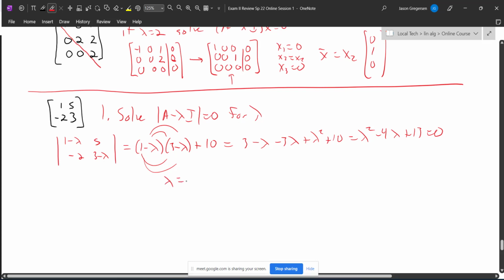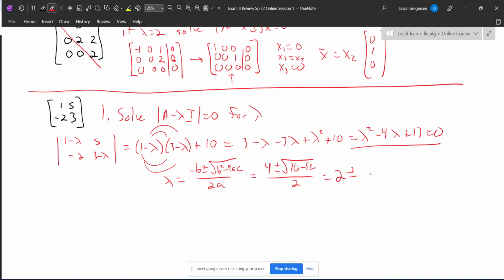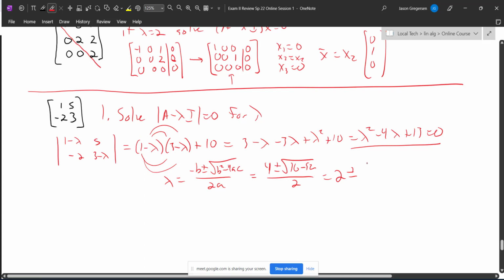So my quadratic formula, which we're going to need to know, negative b plus or minus the square root of b squared minus 4ac all over 2a. Now I plug in my values. I will get 4 plus or minus the square root of 16 minus 4 times 13, which is 52, all over 2. Looks like 16 minus 52 is going to be negative 36, and the square root of negative 36 is going to be 6i. So it looks like I have 2 plus or minus 3i as my eigenvalues.